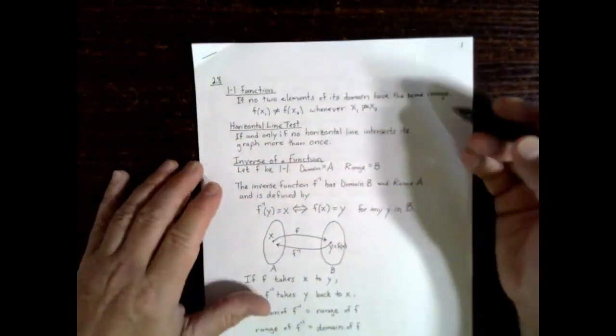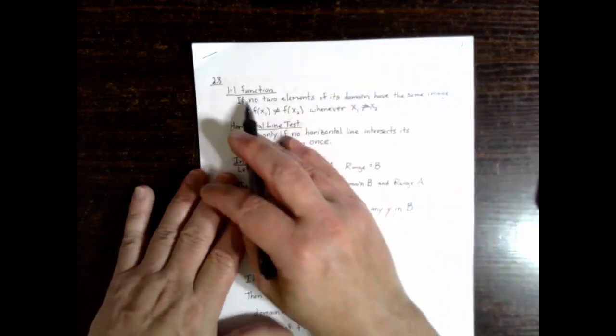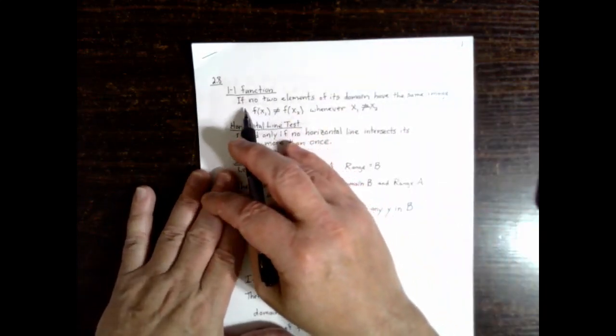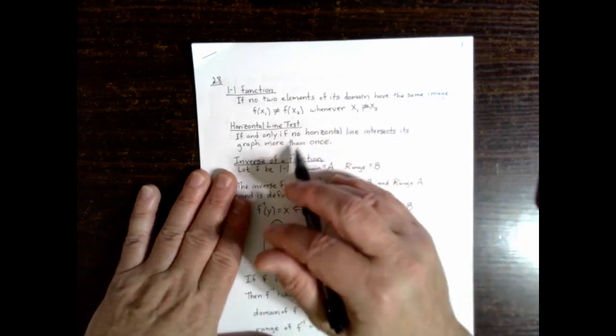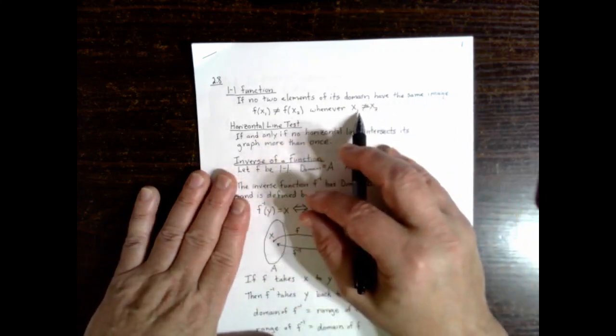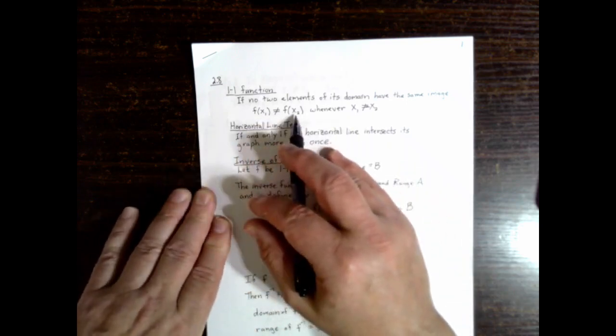Alright, section 2.8 talks about inverse functions and one-to-one functions. A one-to-one function is a function where no two elements of its domain have the same image, meaning that whenever x1 is different than x2, then f of x1 is different than f of x2.